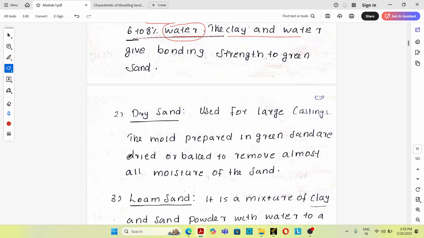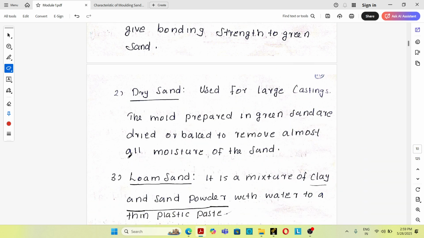Second one is dry sand. Dry sand is commonly used for large castings. Molds prepared in green sand are dried or baked to remove almost all moisture of the sand. Dry sand basically is green sand. The mold is prepared with green sand and after that the moisture content is removed by a baking process. Then it is known as dry sand.